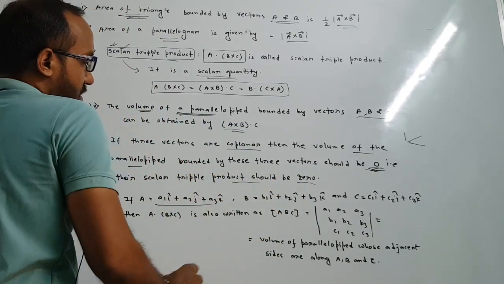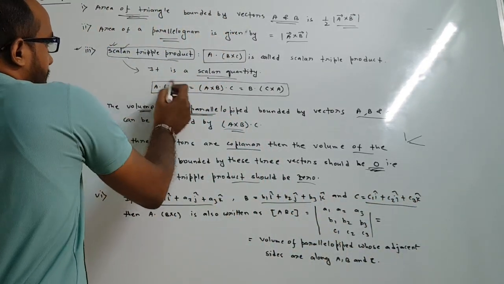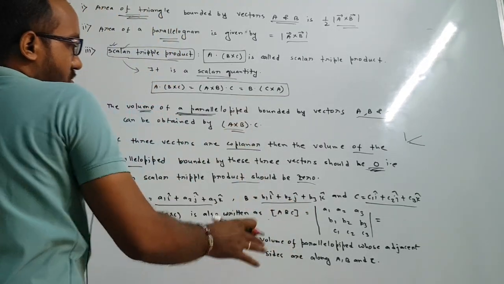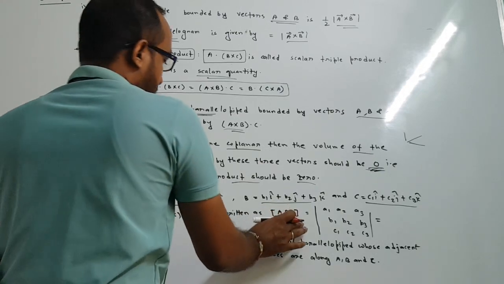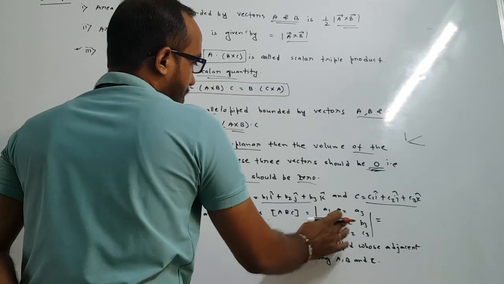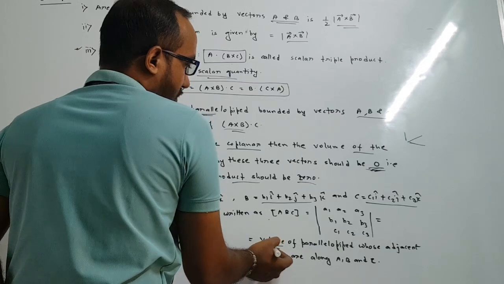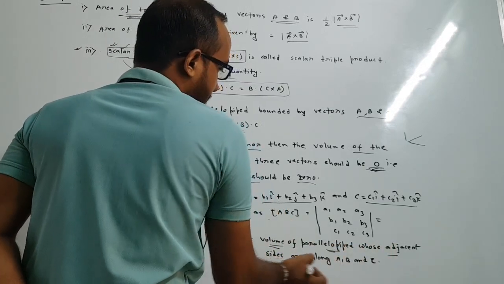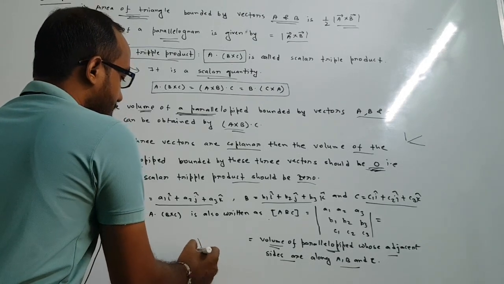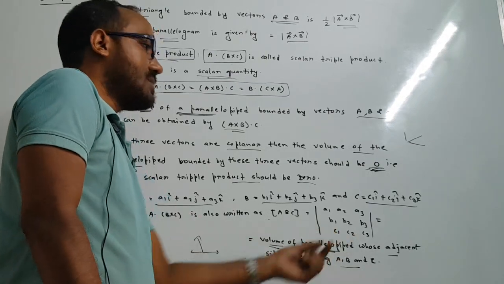If A vector is given as this, B vector is this, C vector is this, then the scalar triple product can be represented within a third bracket as [A B C], with no commas. Write all the coefficients a1 a2 a3, b1 b2 b3 and c1 c2 c3 as a determinant. That determinant will represent the volume of the parallelepiped whose adjacent sides are along A, B and C. You have to write something like this determinant.